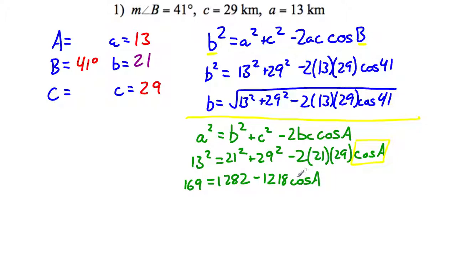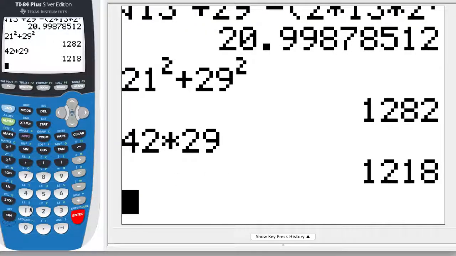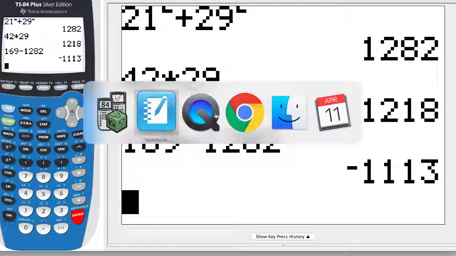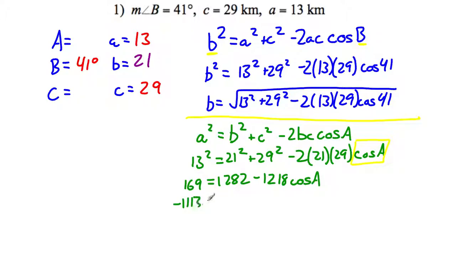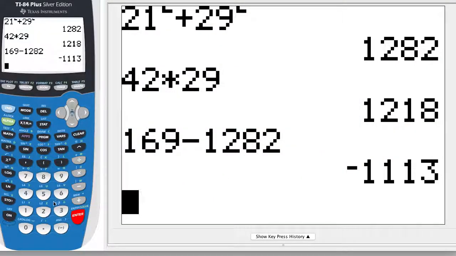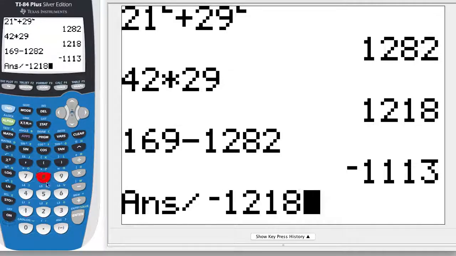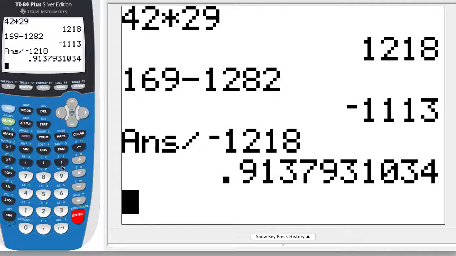Okay, and so if I'm again solving for cosine of A, what I'm going to do is subtract 1282 on both sides. So I'm going to have 169 minus 1282, and that gives me negative 1113. To get cosine of A by itself, I'm going to divide both sides by negative 1218. So I divide that answer by negative 1218, and I get this lovely decimal.